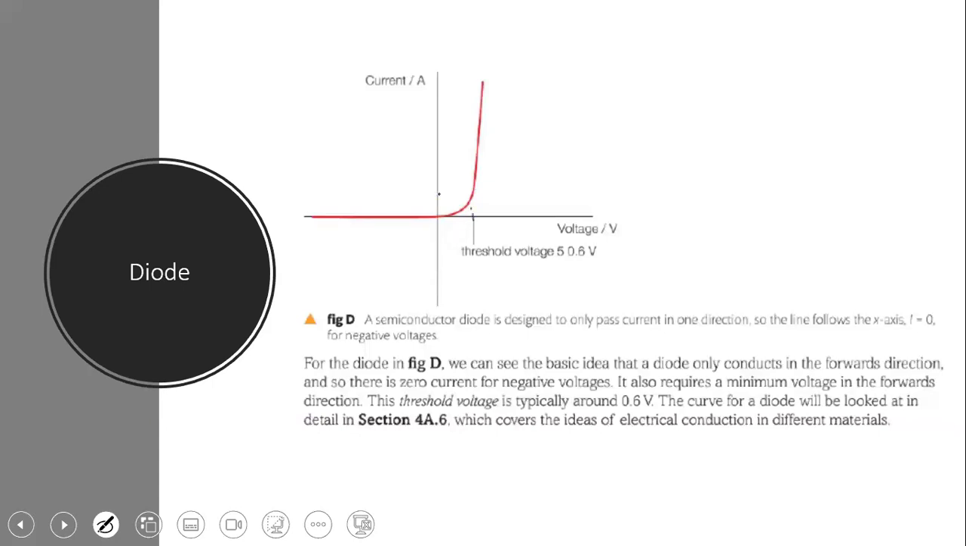So this minimum voltage, the minimum voltage required that causes the current to increase rapidly within the diode, is known as the threshold voltage. Generally, the value is around 0.6 volts for most diodes. So if you manage to get past 0.6 volts, the current increases very rapidly through the diode. All right.